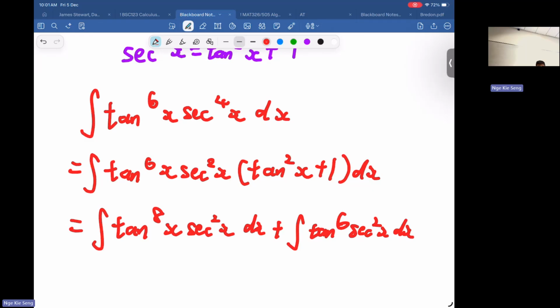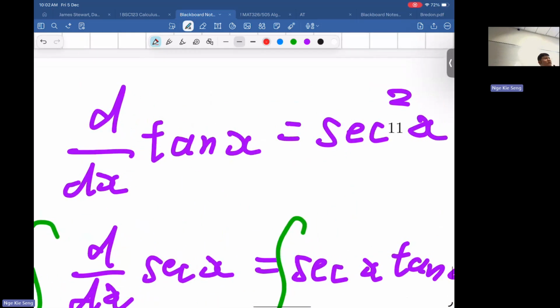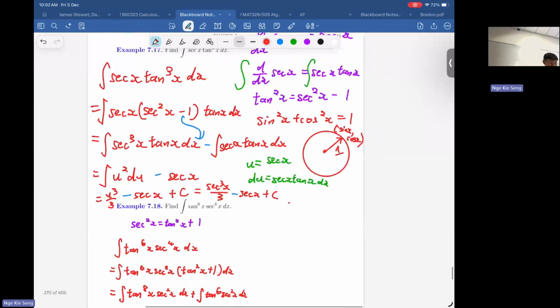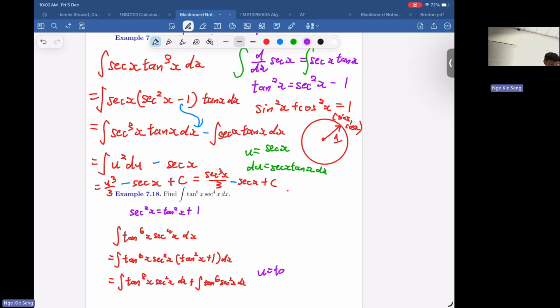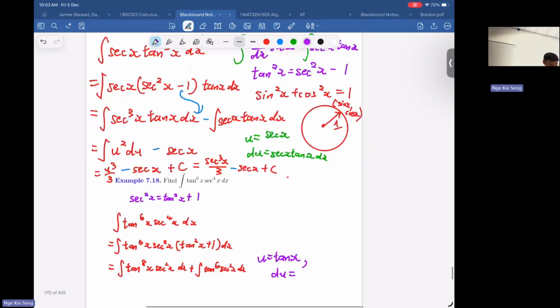But this secant square here is very useful. If you still remember, just now we see this square popping out somewhere, which is the derivative of tangent x. So again, it's the case of a function appearing together with its derivative. So there's a nice substitution you can do. If you let u equals to tangent x, then the derivative of tangent x is secant square.